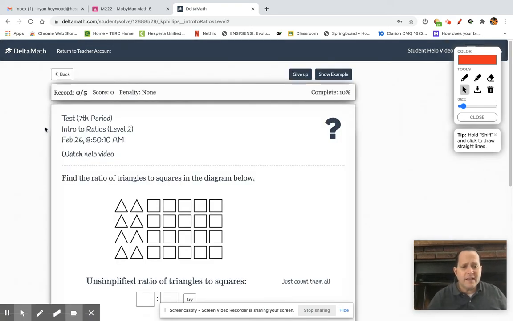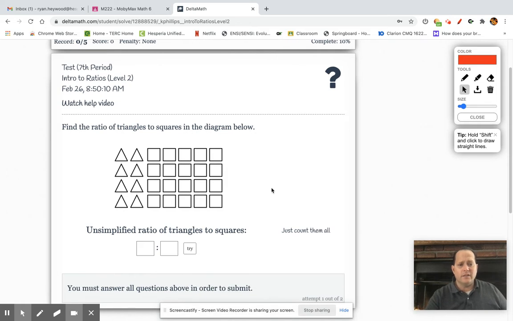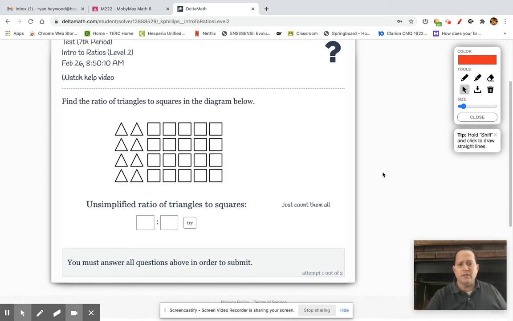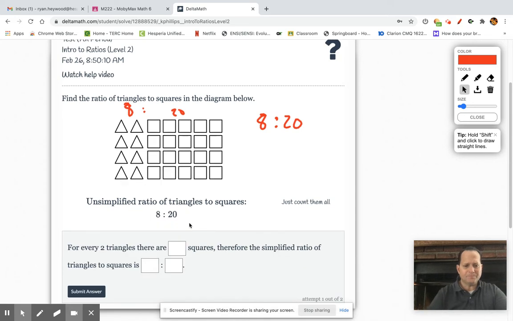Okay, now this next one is, let's take a look at this. So the ratio of triangles to squares in the diagram below. All right, so let's take a look at this. We count our triangles. We have 8 of them. We count our rectangles. Let's say we have 1, 2, 3, 4, 5. So that's 5, 10, 15, 20 squares. So our unsimplified is 8 to 20. You can see that this next section is just a little bit more complicated. So 8 to 20. Okay.